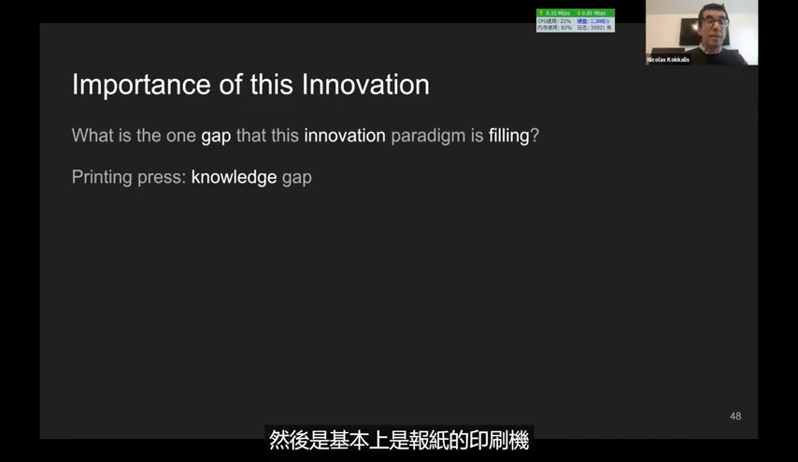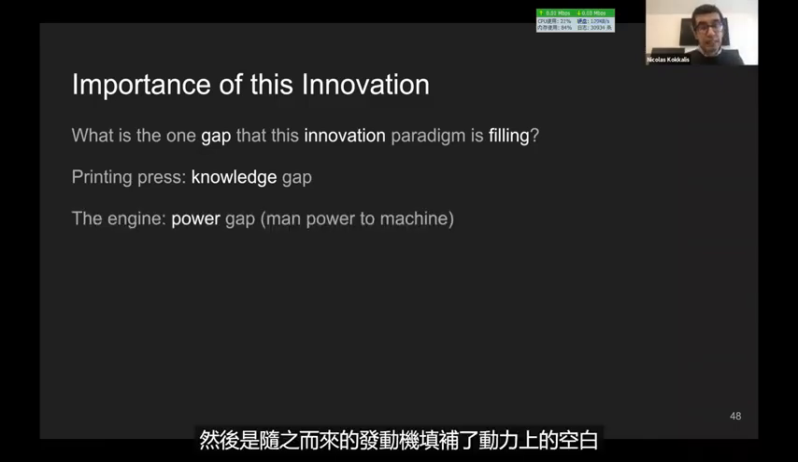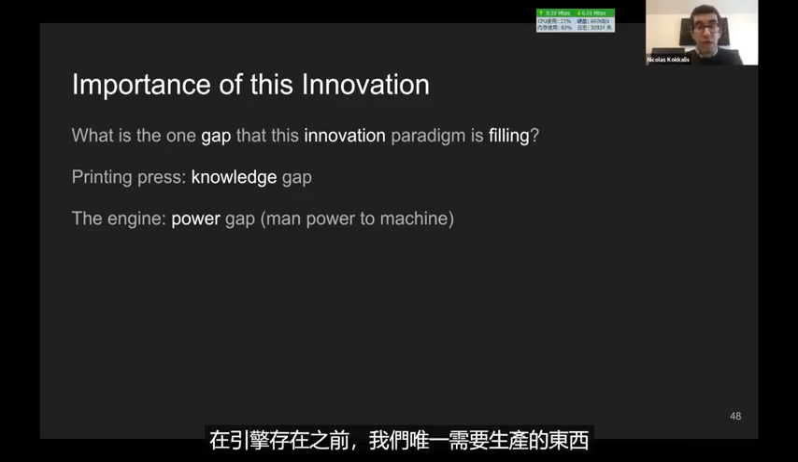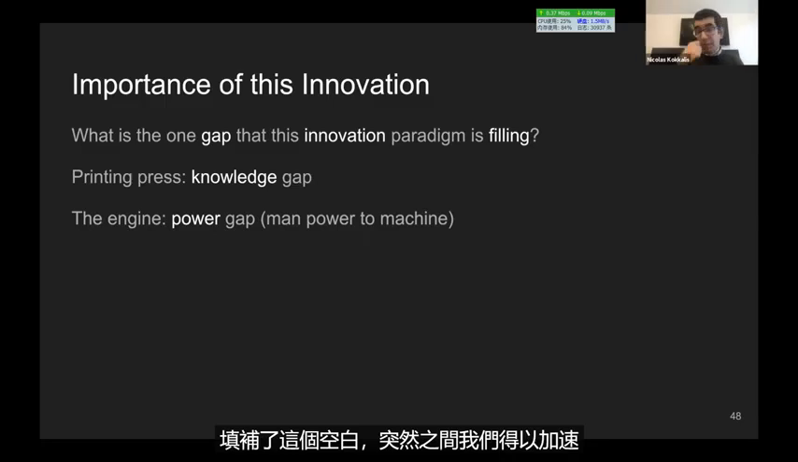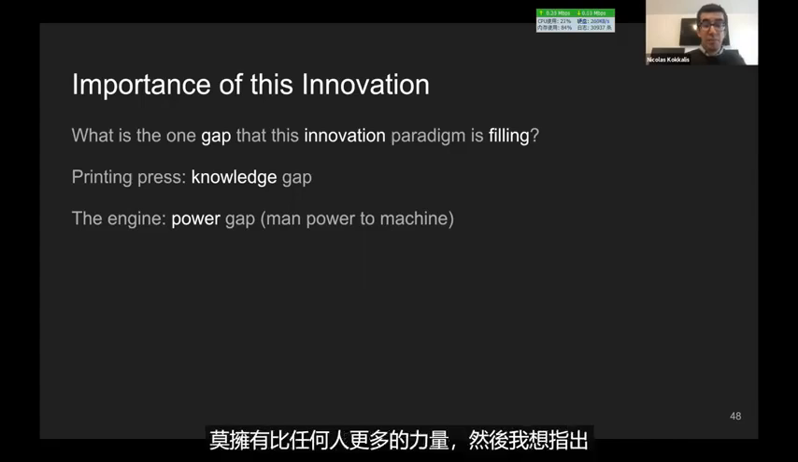And then the printing press, which is basically newspaper, completely filled that gap initially, because it was very easy to print newspapers, deliver the newspapers, and the news travels. Then there was the engine that came along, which filled the power gap. Before the engine existed, the only thing we had for producing power was essentially humans and animals, and it was all manual effort. Then the engine came along and filled that gap, and all of a sudden we were able to accelerate our development much faster, because we had engines that had more horsepower than any human.